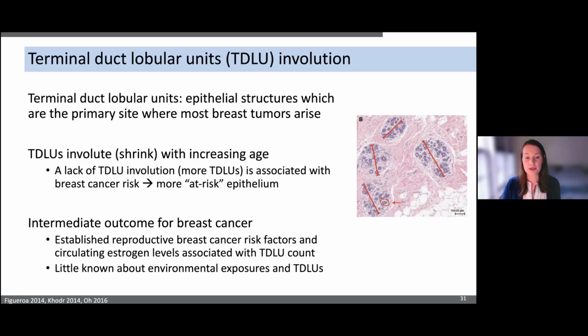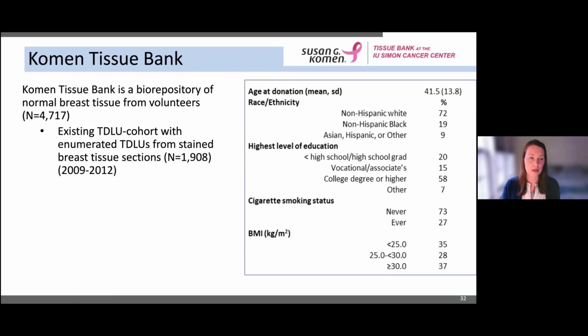And so this is a plausible intermediate outcome for breast cancer. Previous studies have found that the established reproductive history, breast cancer risk factors, as well as estrogen levels are associated with this marker, but really little is known about how environmental exposures may be associated with TDLUs. And so this led me to collaborate with the Komen Tissue Bank, which is a really unique resource.